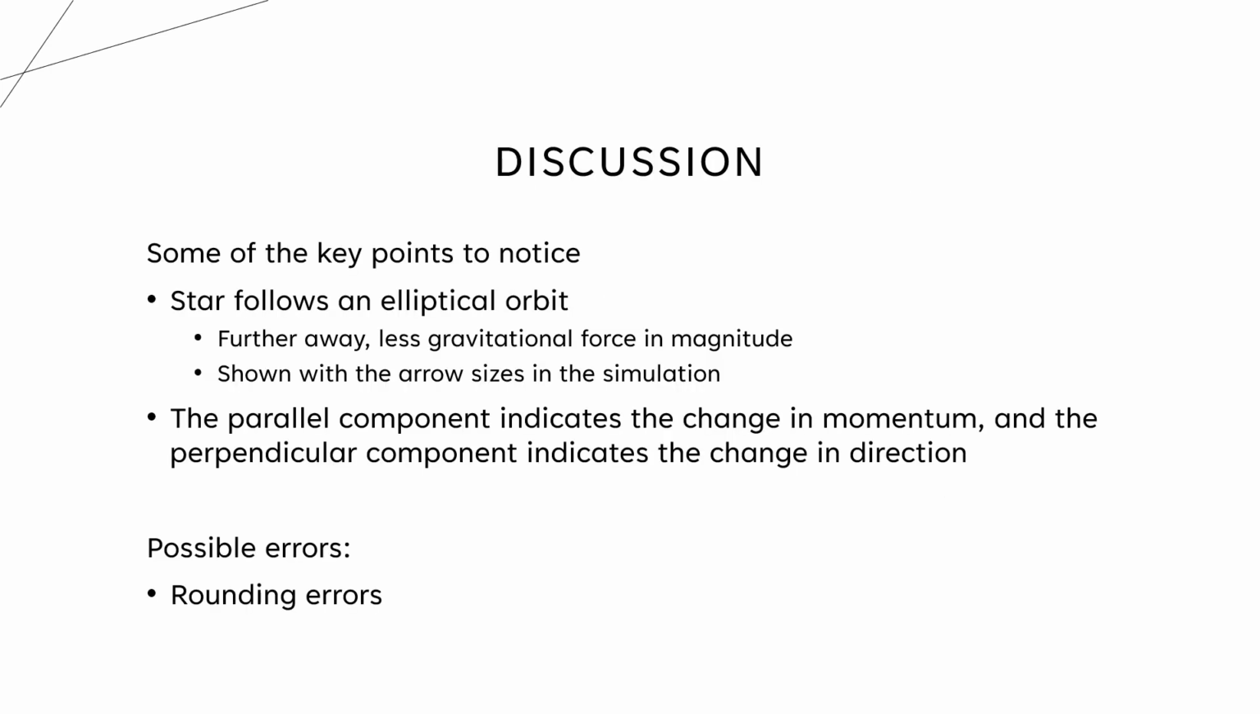And some of the key points to notice in this part: the star follows an elliptical orbit. As it gets further away, less gravitational force in magnitude is acting on the star. And the parallel component indicates the change in momentum, and the perpendicular component indicates the change in direction. And some possible errors are rounding errors.